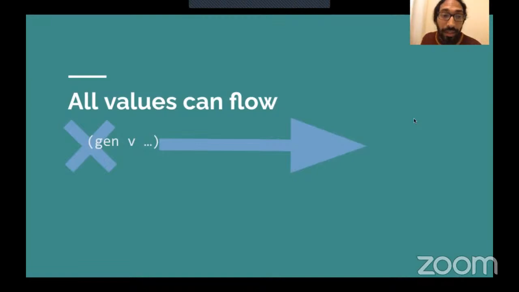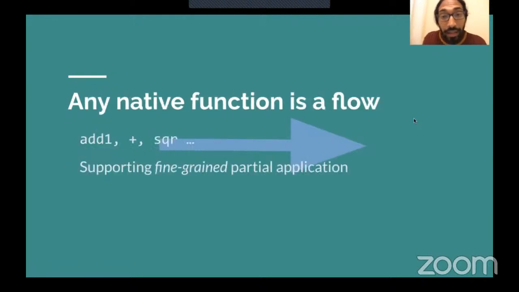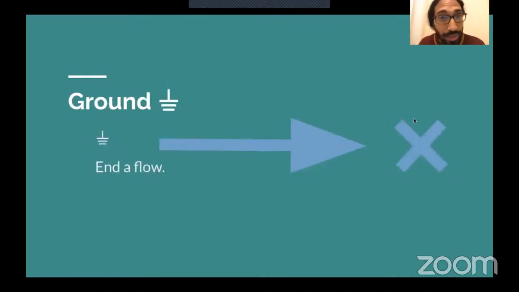So for functional programmers out there, this is the equivalent of pure for functors, if you think of flows as a functor. The point here is that there are no barriers. You can make any Racket values or any native values in whatever language you may be using, you can turn them into flows. Any native function is a flow. So if you're using Racket, then all of your Racket functions are flows, but they also support fine-grained partial application. So you can partially apply these functions without using currying and things like that, using an intuitive and simple syntax. And then there's the ground form, which simply extinguishes any input values.